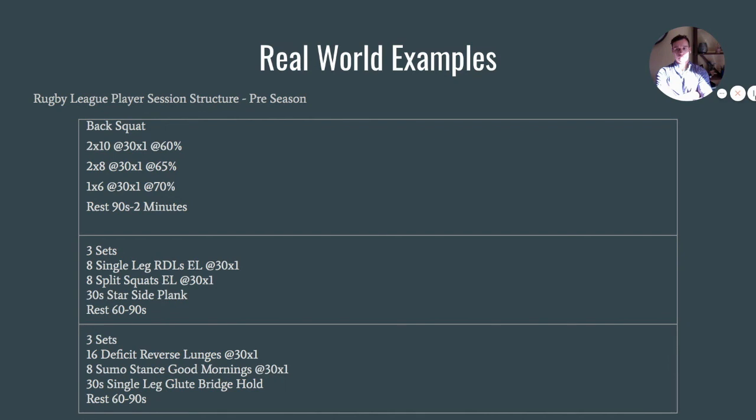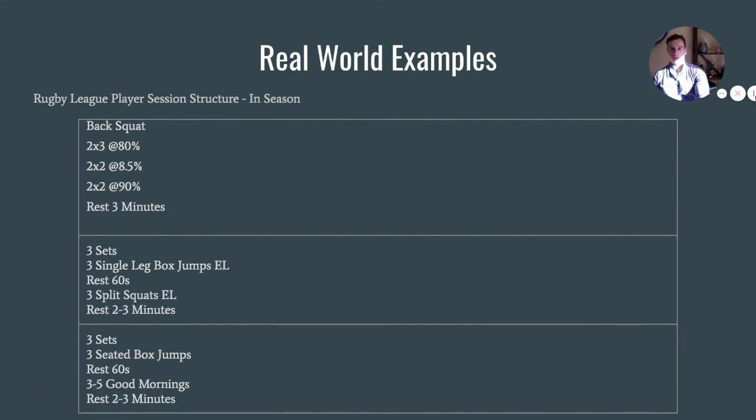Obviously, the focus of these 3 sets at the end is going to be more on muscular hypertrophy, and focusing on smaller muscle groups in terms of isolating one leg, so more unilateral work, and also some isometric work. Now we might change that as we go through the season.